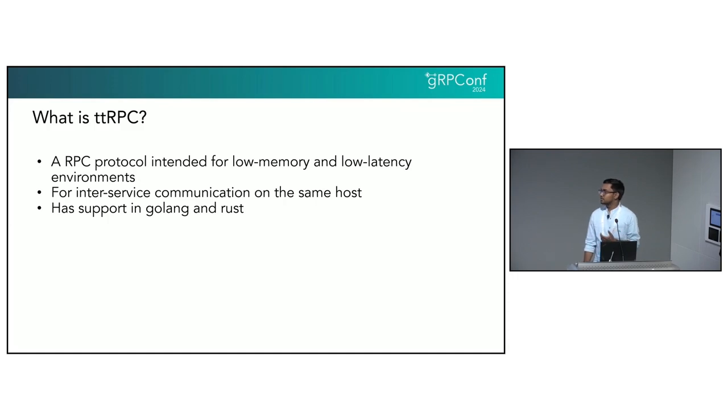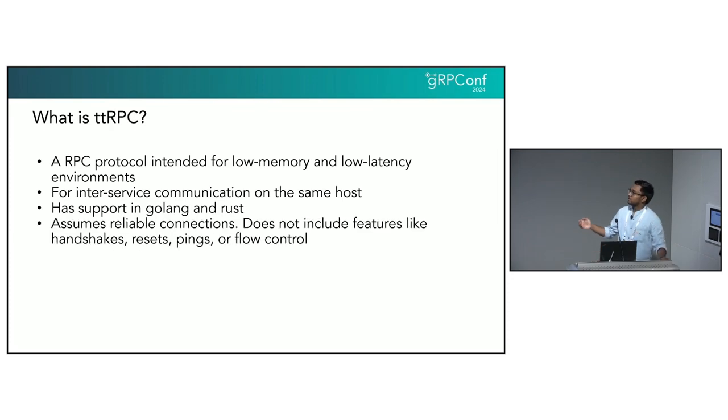TtRPC currently has support for Golang and Rust. Of course, it is not as widespread as gRPC. gRPC has official support for almost all the popular languages we know, and even unofficially, maybe much more. But of course, this protocol was designed to cut down some of the features of gRPC to make trade-offs for better memory and latency, so it assumes a reliable connection environment. That means you cannot deploy it across the globe where connections could be broken very easily.